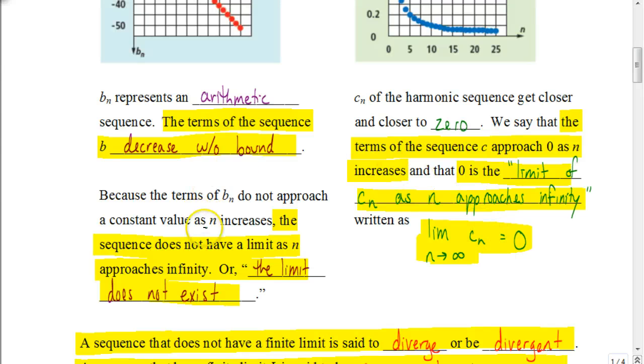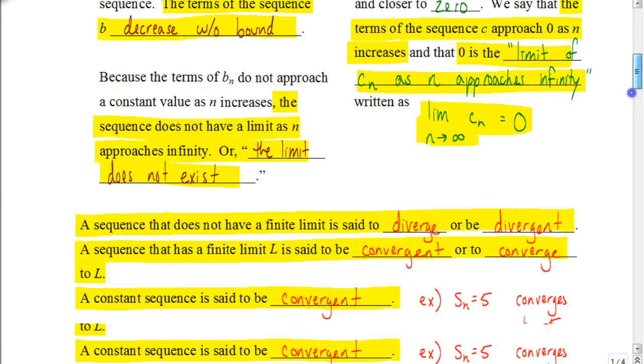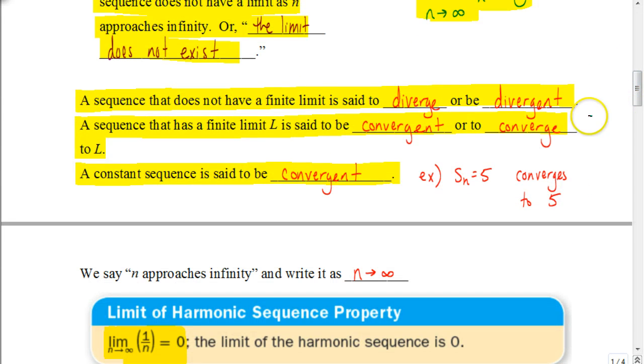Now going back to this other sequence. That sequence doesn't have a limit because the values continue to get larger and larger negative numbers as our term values increase. So the way we describe that is we say the limit does not exist. Situations like that, where no limit exists, we say that they diverge or they are divergent, having nothing to do with the popular book.